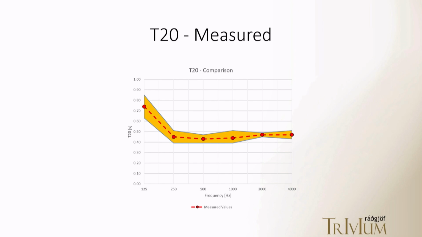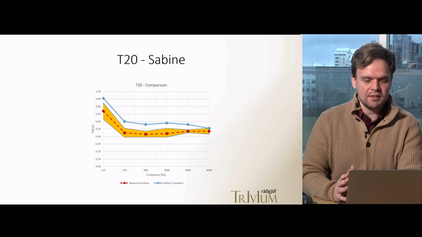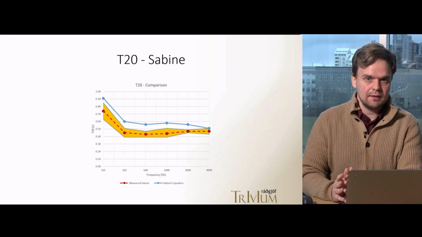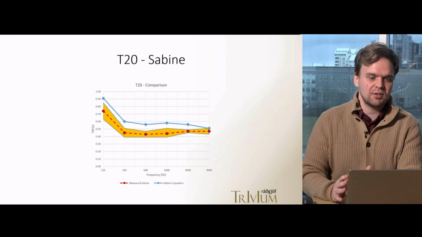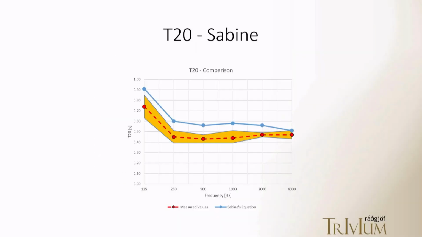First of all, I'm going to compare the measurement to Sabine's equation. What I did is take all the surface area in the model that I had modeled into Treble, place the same absorption coefficients as I did in Treble, and calculate the Sabine result. You can see that Sabine overshoots the measured results by around 25 to 40%. But the shape of the curve follows that of the measured result.